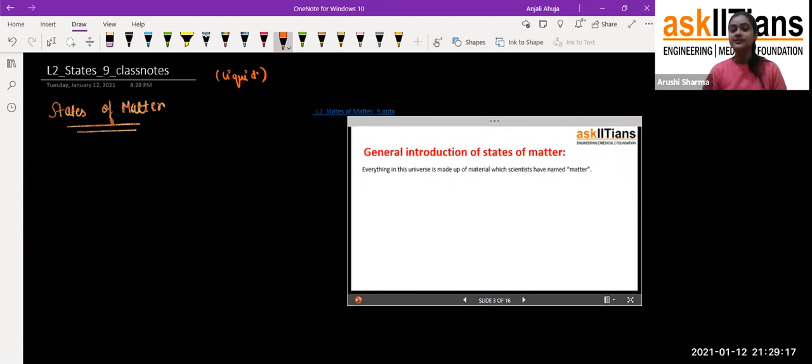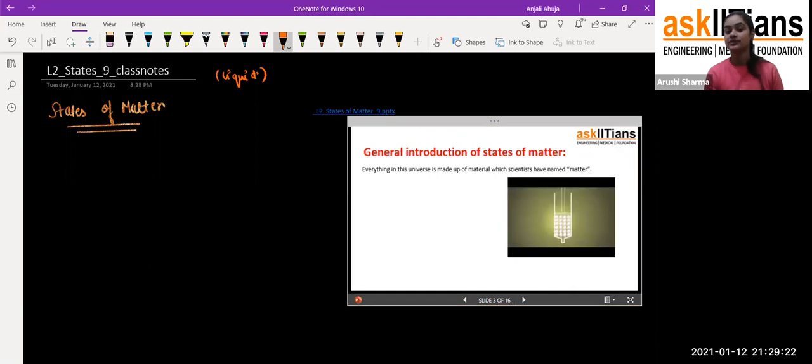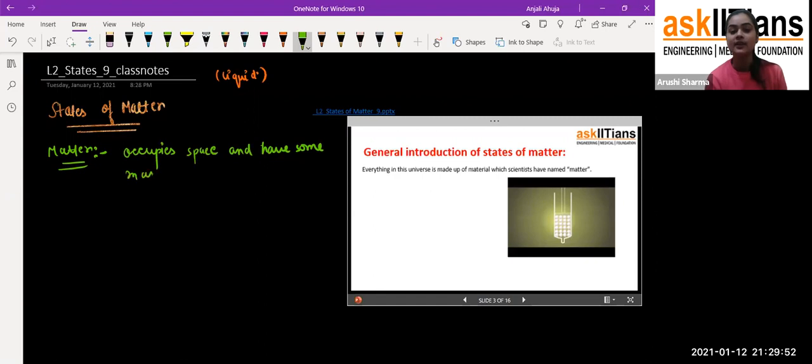So students, first of all, I would like to ask what could be the general introduction, what the states of matter could be. First of all, I would like to tell you what matter is. If I give you a scientific definition, we can say that matter is something which occupies space and has some mass. Then it is called matter.